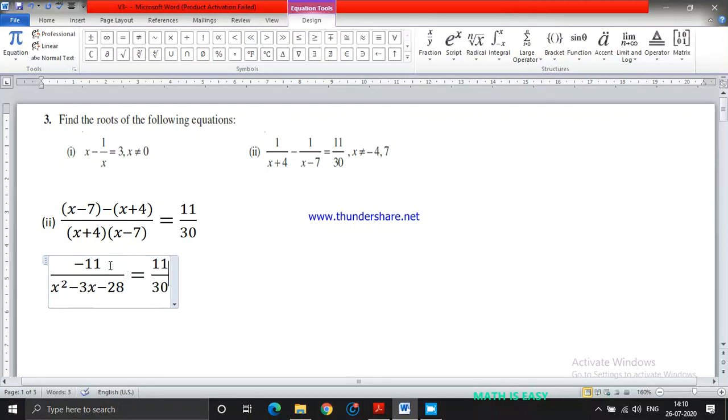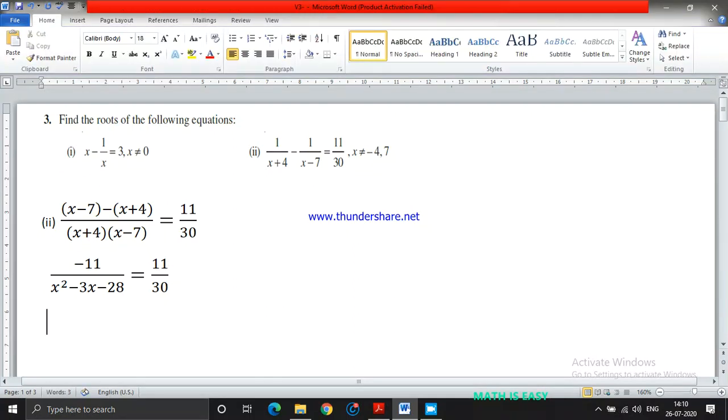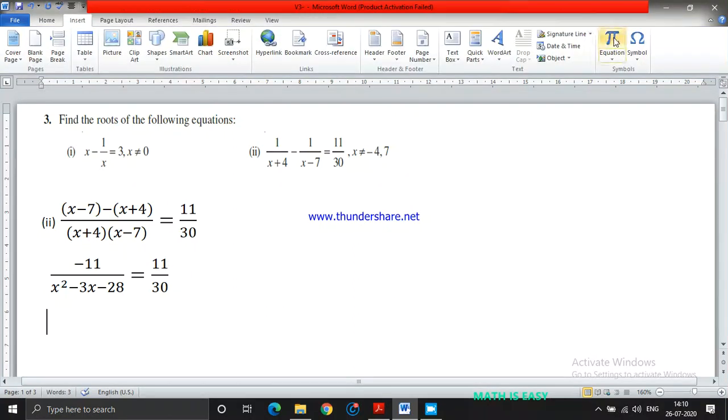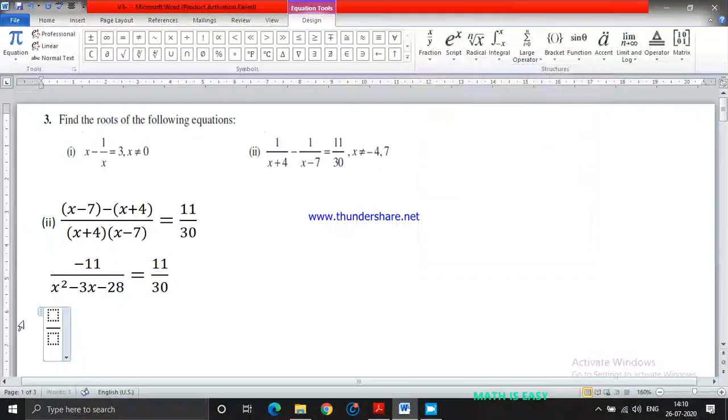If you see both the numerators, there is 11 on the left and right side of the equality, so you can cancel that 11 on both the sides. Then you will be left with minus 1 here, since 11 will get cancelled, and this denominator will remain as it is, which is equals to 1 upon 30. Why 1 upon 30? Because 11 will get cancelled on both the sides, so 1 will be left out.